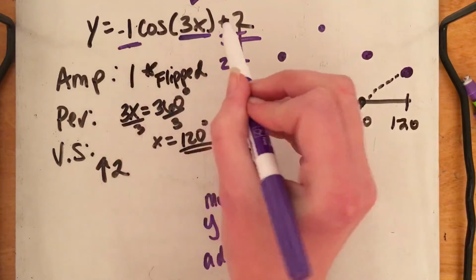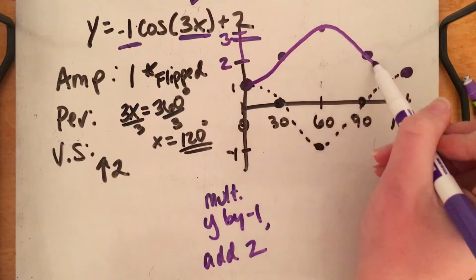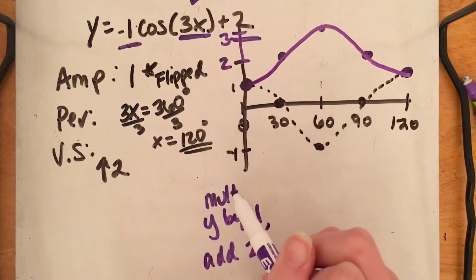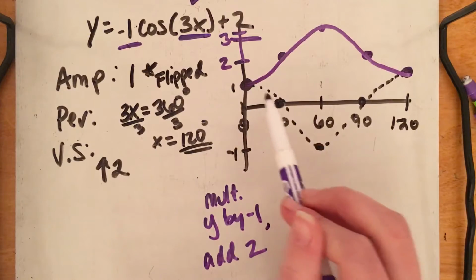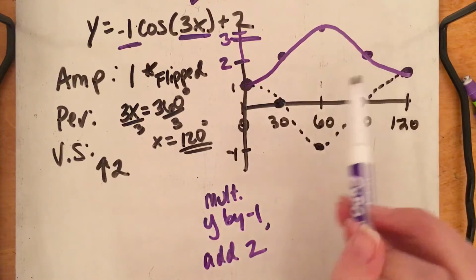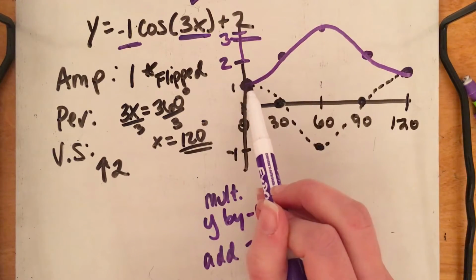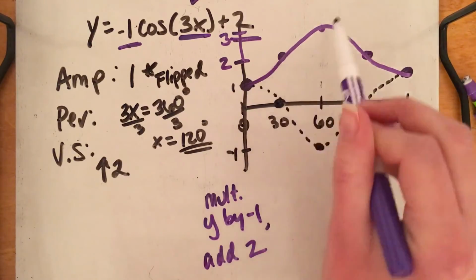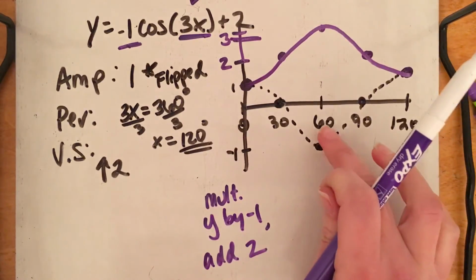So we took care of the amplitude and the vertical shift all at that same time, just by multiplying and then adding. Okay, so we see it's flipped from the original one, and the starting point is actually in the same place, but everything else has been moved up from that.